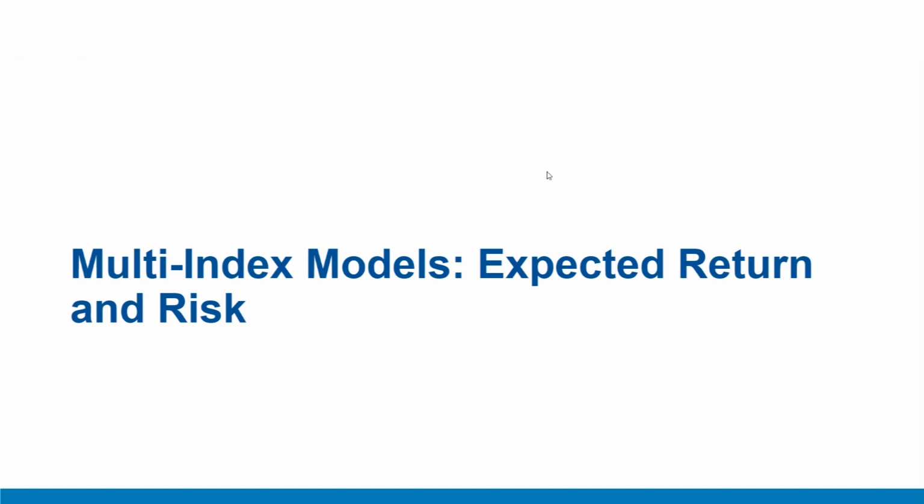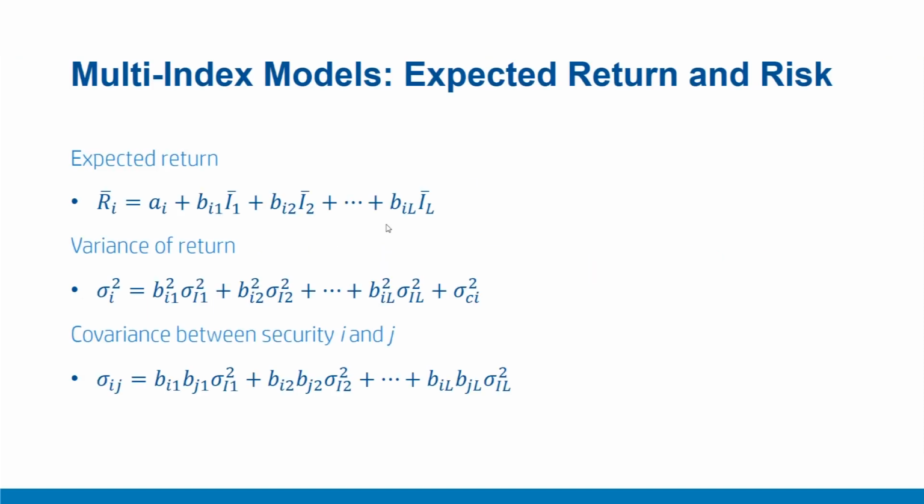Multi-index models, expected return and risk. In this video we'll introduce the expressions for expected return, variance and covariance for multi-index models. Similar to single index models, the following equations provide the expected returns, variance of returns and covariance between securities in the context of multi-index models. We can straight away translate those results.